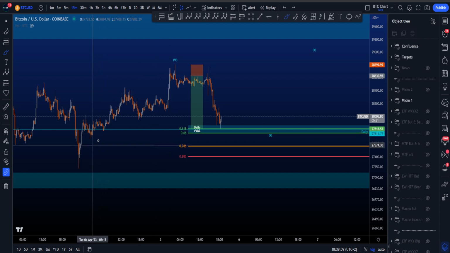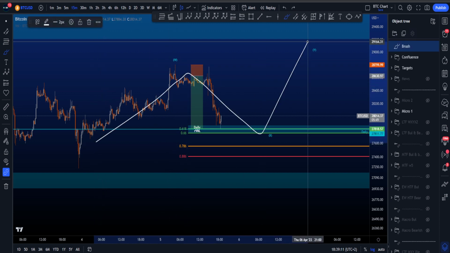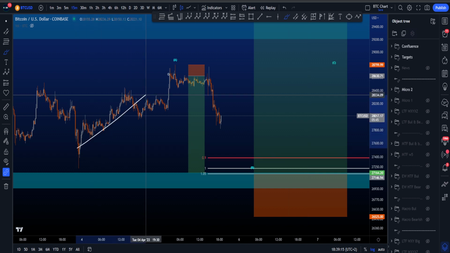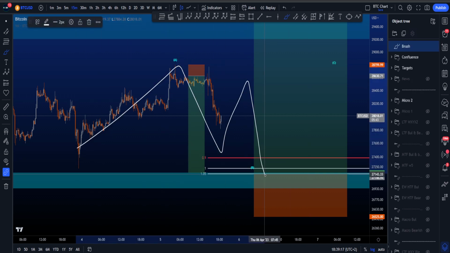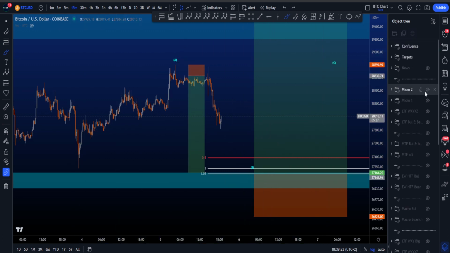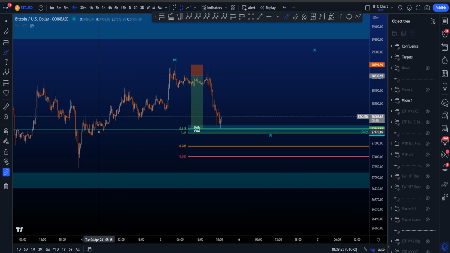We have a WXY, but we also have an ABC. Three waves in A, three waves in B, and then go up for C. So we're getting a flat. So this is a flat scenario, while this is a complex scenario.